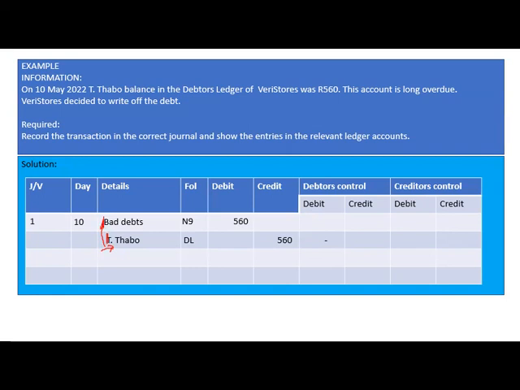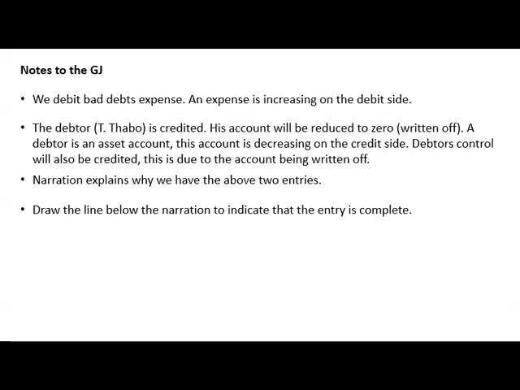And bad debts is an expense, so it'll be under nominal. We debit it by 560. We credit Tibo Touch, and under folio is debtors ledger, by 560. We will also credit our debtors control because our debtors control has to decrease by that 560. And then you explain the transaction, and that explanation we call a narration. I hope I've narrated that well for you to understand. This is me just explaining everything that I've done.